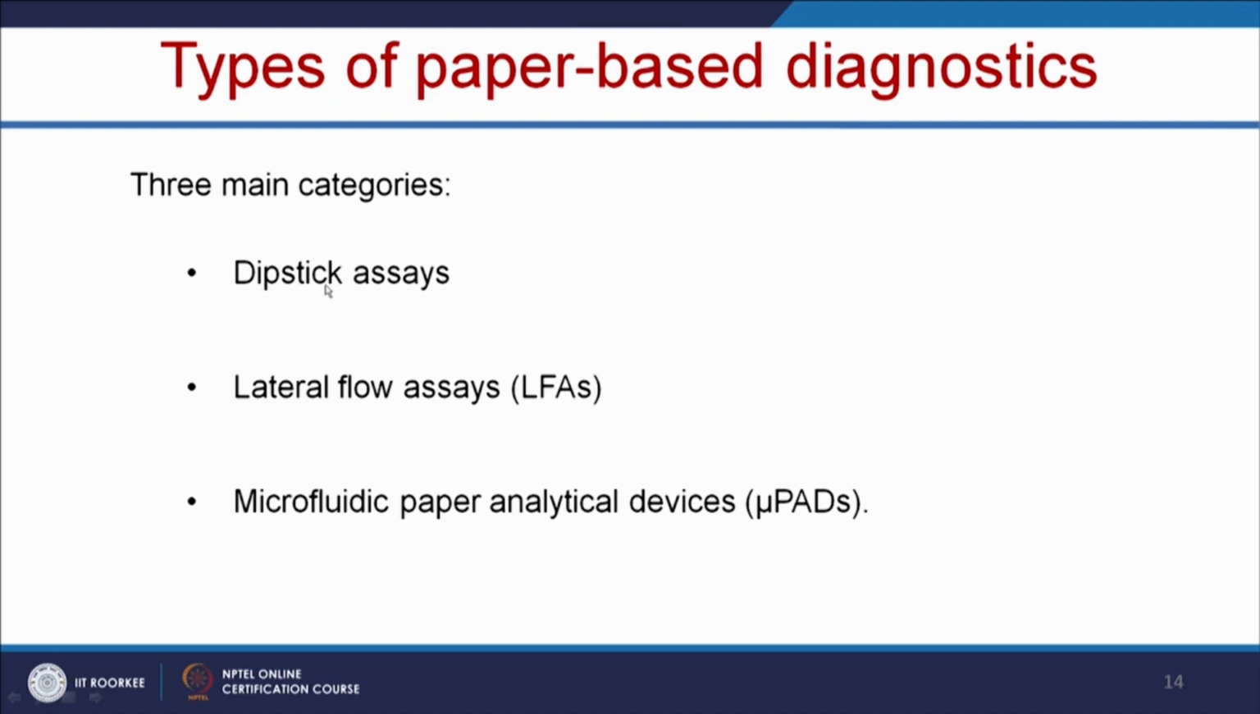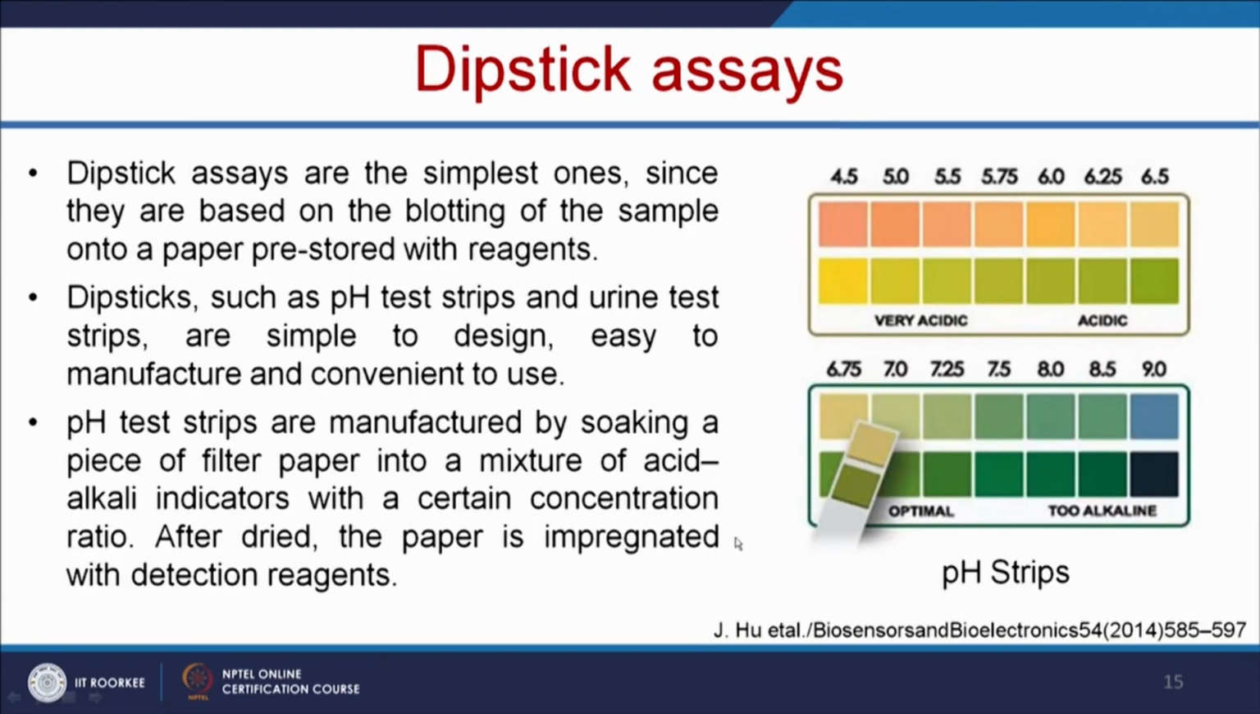So, there are three types of paper based diagnostics: dipstick assays, lateral flow assays, and microfluidic paper analytical devices. So, let us see one by one in detail. The first one is dipstick assays. These are the simplest ones, because these are based on blotting of the sample onto a paper pre-stored with reagents. Some of the examples are pH test strips or urine test strips. These are simple to design and easy to manufacture, and very convenient to use.